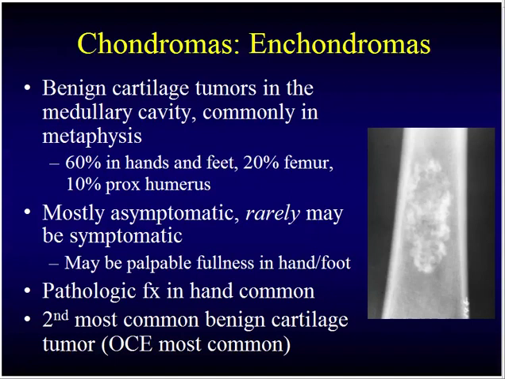Because you say, well, it looks benign to me. You get a bone scan, well, it's not very hot. There'll always be a little bit warm, but not very hot, but the person has pain. Then you're kind of stuck because you've got to figure out what to do, whether it's coming from that or something else. Sometimes you get a palpable fullness in the hand or in the foot because of the slight expansion of the bone. Pathological fracture in the hand is common, and of course this is a very common lesion, second most common benign cartilage lesion after OCEs.